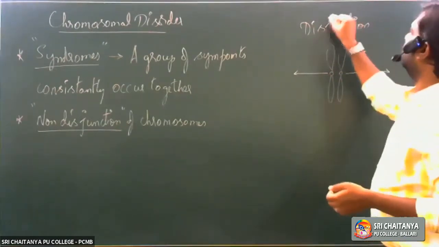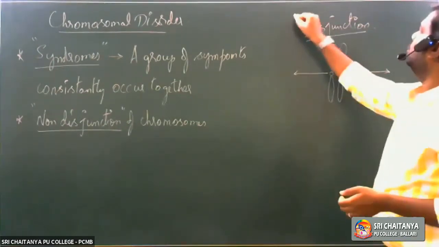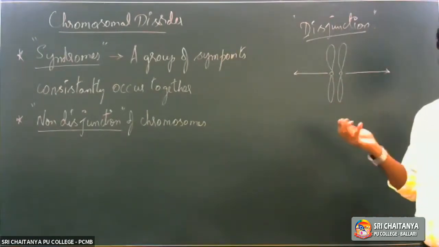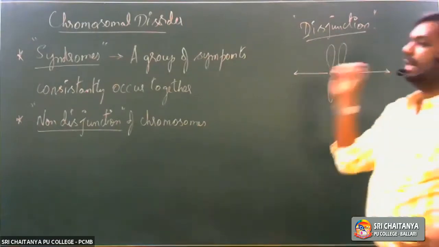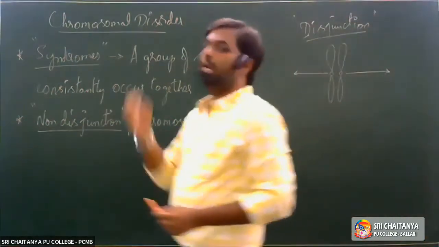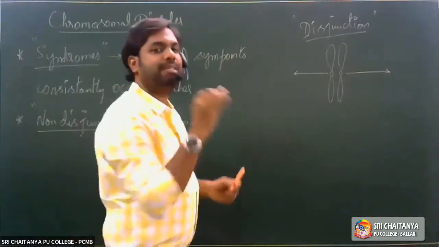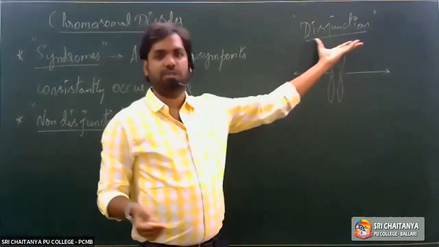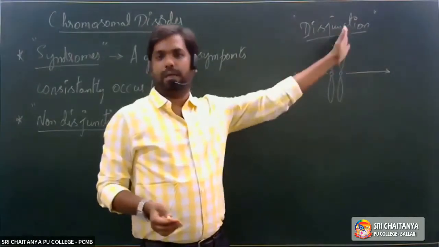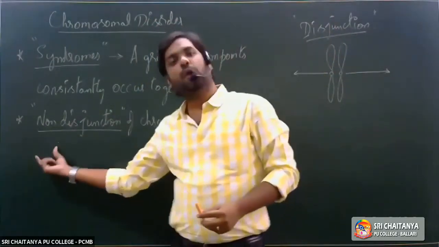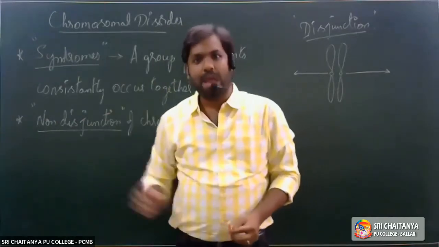So we use the term disjunction here. Disjunction is nothing but the segregation of chromatids, or rather chromosomes. The process of segregation of chromatids during cell division, which occurs in the anaphase stage, is what we call disjunction. I hope all are clear with this disjunction. Now we are using a term called non-disjunction. So what does that mean?